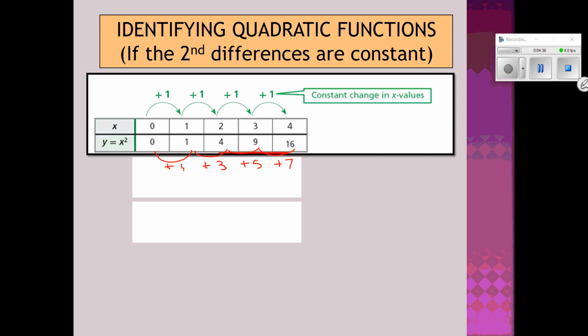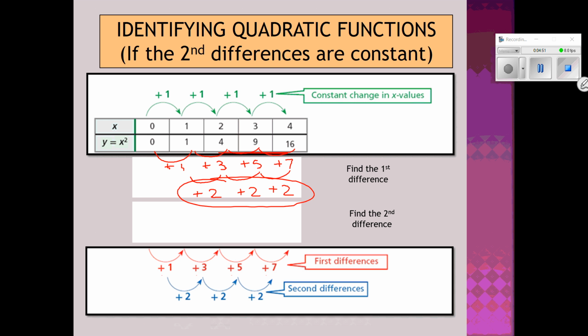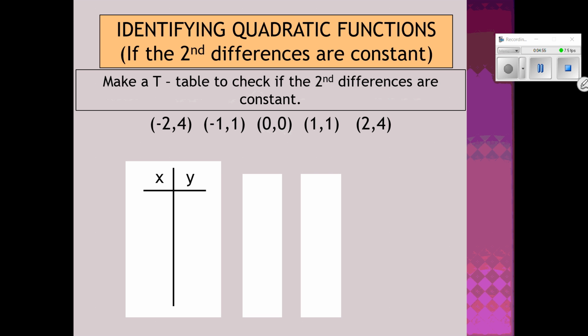We want to do the same thing one more time. To go from 1 to 3, that's +2. 3 to 5 is +2. And 5 to 7 is +2. Notice that the second set is constant. So this would be a quadratic function if you were to graph it, because the second set is constant.